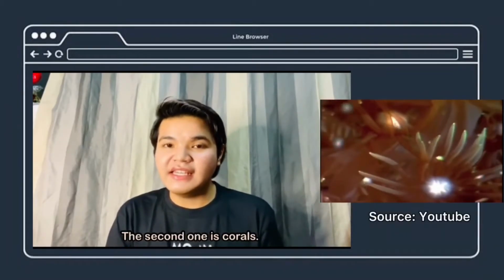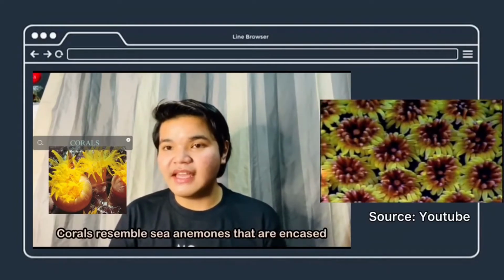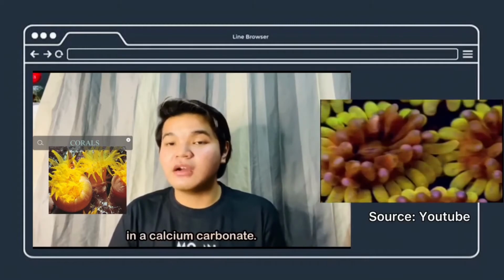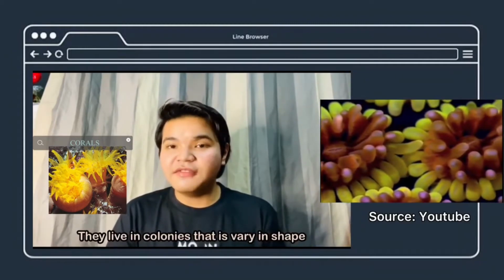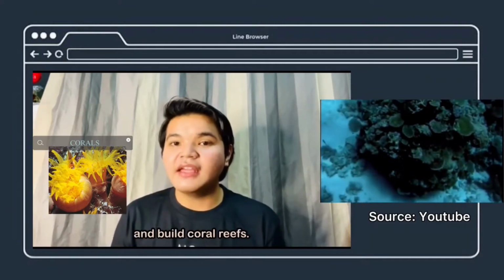The second one is corals. Corals resemble sea anemones that are encased in calcium carbonate. They live in colonies that vary in shape and build coral reefs.